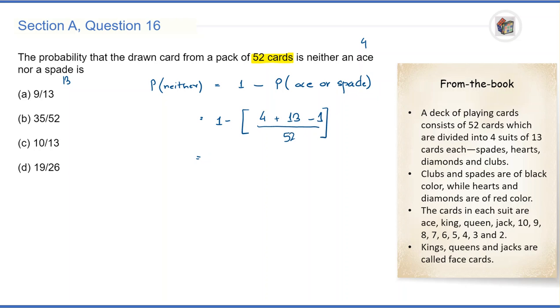Now when you simplify this, it is 1 minus 16 upon 52. Now cancel that, you're going to get 8/26 first, then it's going to become 4 and 13. Overall it's 1 minus 4 by 13, which is nothing but 9 by 13. So the correct answer here is choice A.